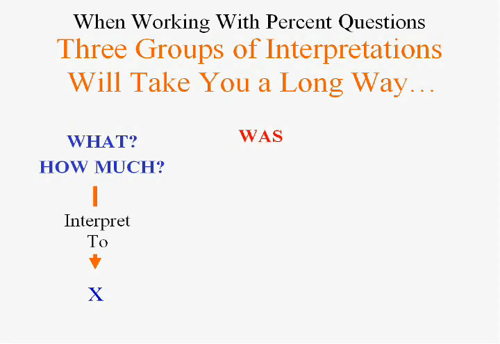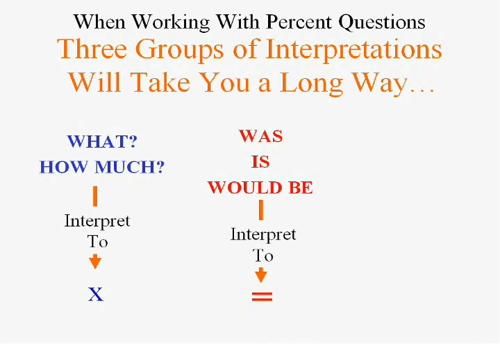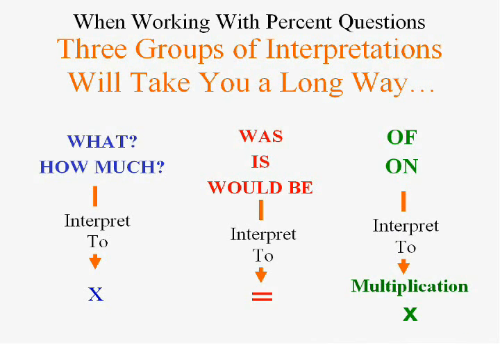Any verb or action word like was or is or would be is going to be interpreted as your old buddy the equal sign. He's the only thing that actually states an is. That's 2 out of the 3. And finally, you already know this. The word of or on is always replaced in math with multiplication.